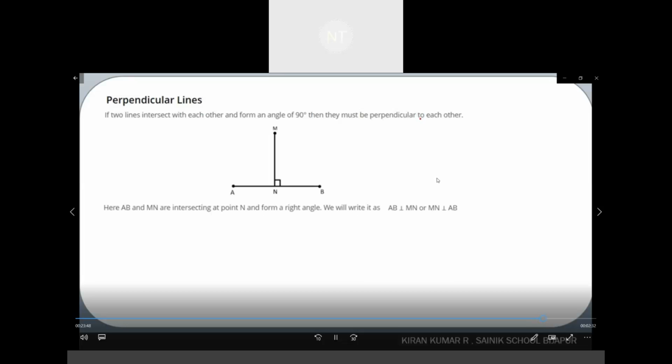And thus it is forming an angle measuring 90 degrees, and it is symbolically mentioned using this rectangle. We can write this angle MNB, which is same as angle MNA, and both these angles measure 90 degrees. We say that AB, using symbol we write, perpendicular to MN, or MN is perpendicular to AB. I'll tell how to read that. It is read as AB is perpendicular to MN, or MN is perpendicular to AB.